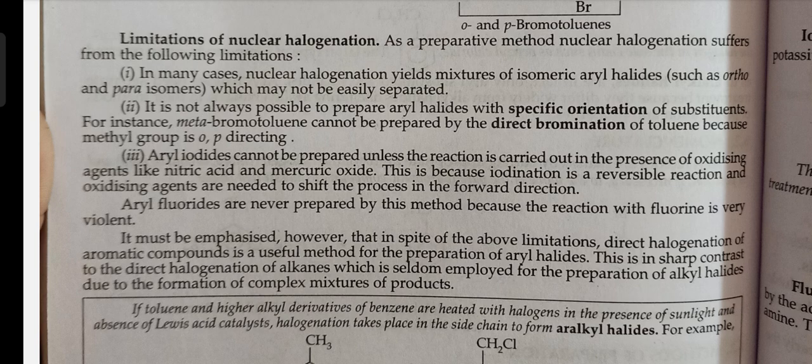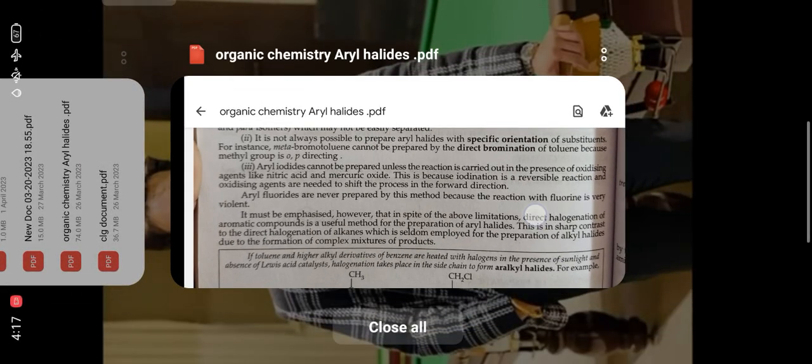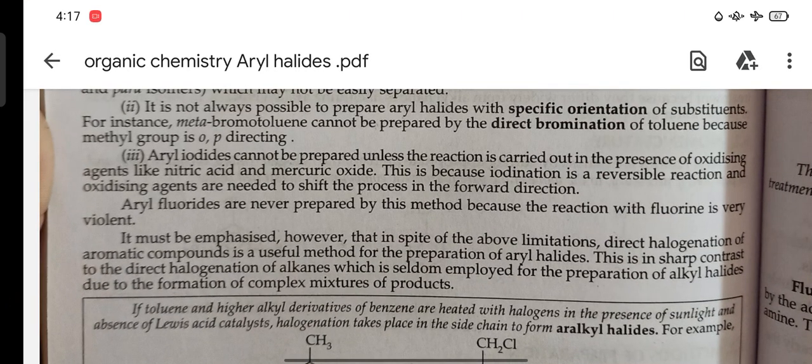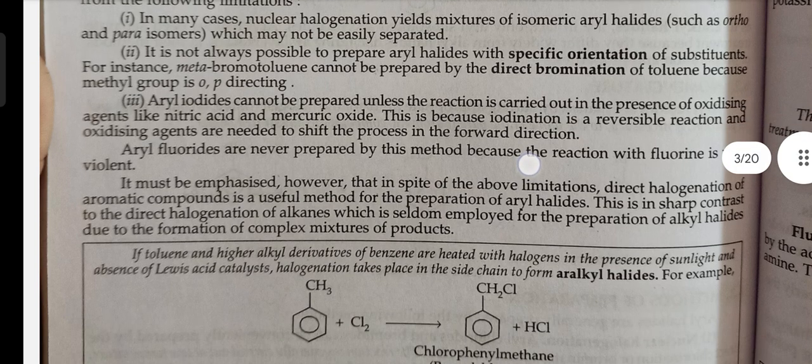It must be emphasized, however, that in spite of the above limitations, direct halogenation of aromatic compounds is a useful method for the preparation of aryl halides. This is in sharp contrast to the direct halogenation of alkanes, which is seldom employed for the preparation of alkyl halides due to the formation of a complex mixture of products.